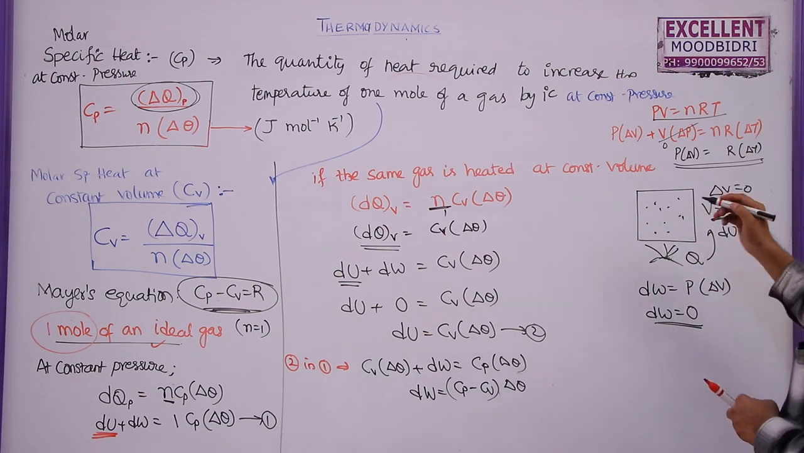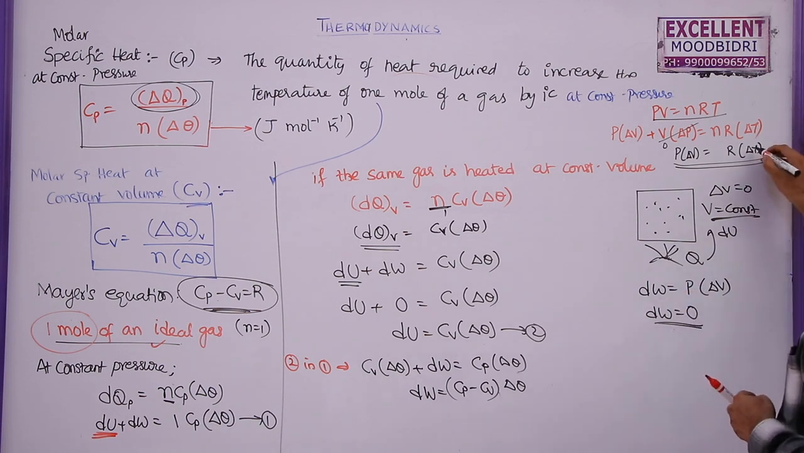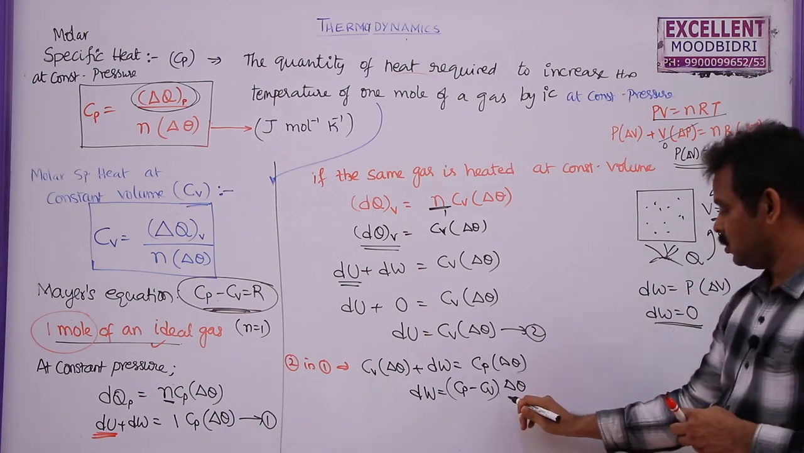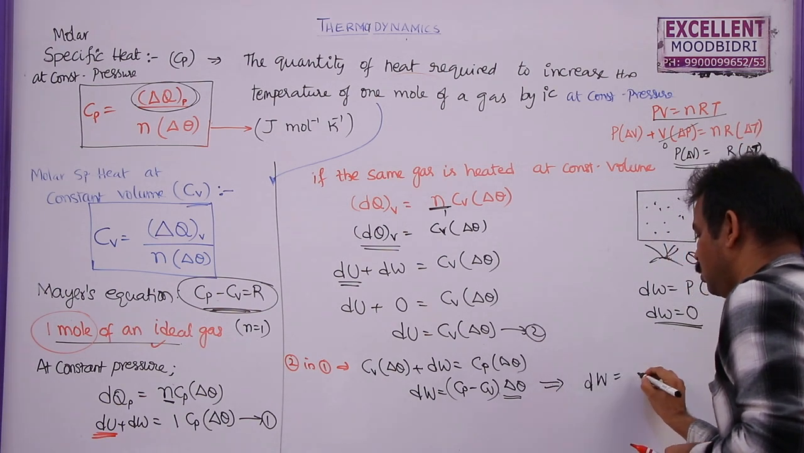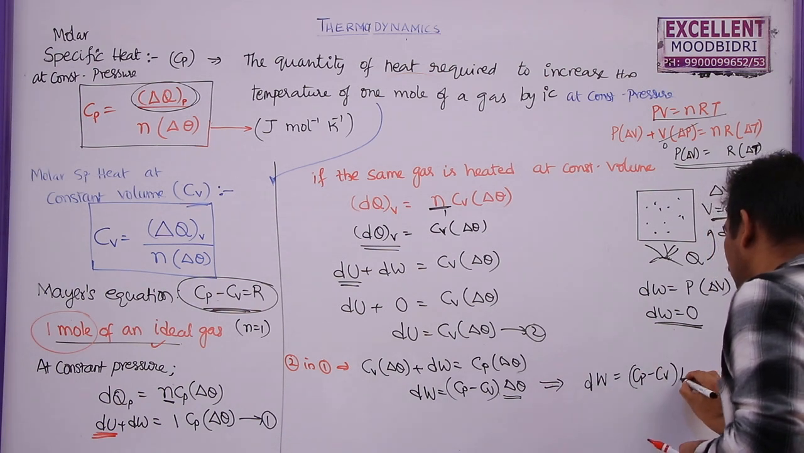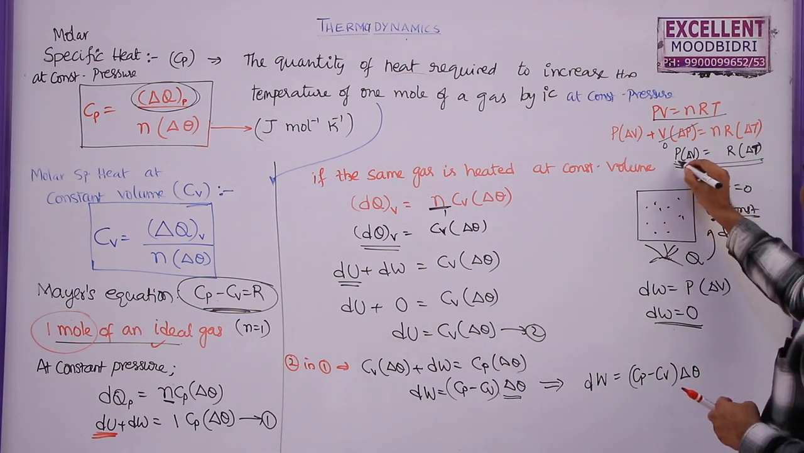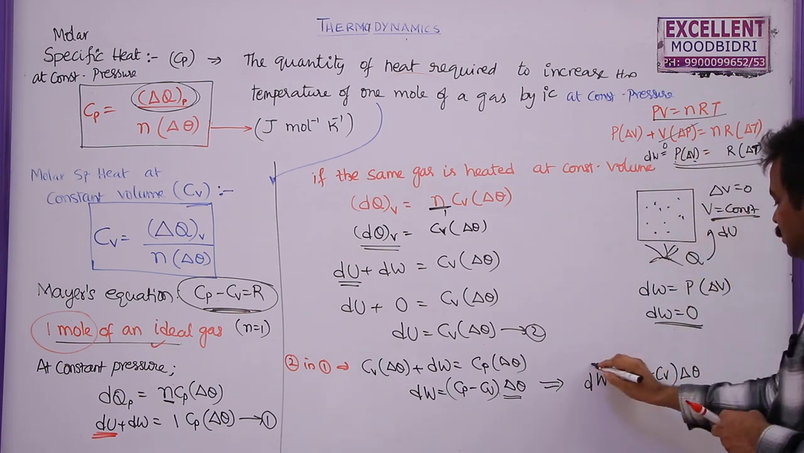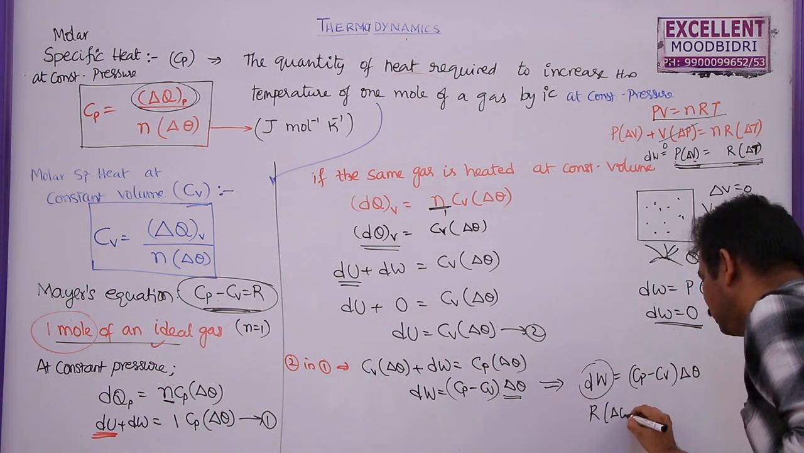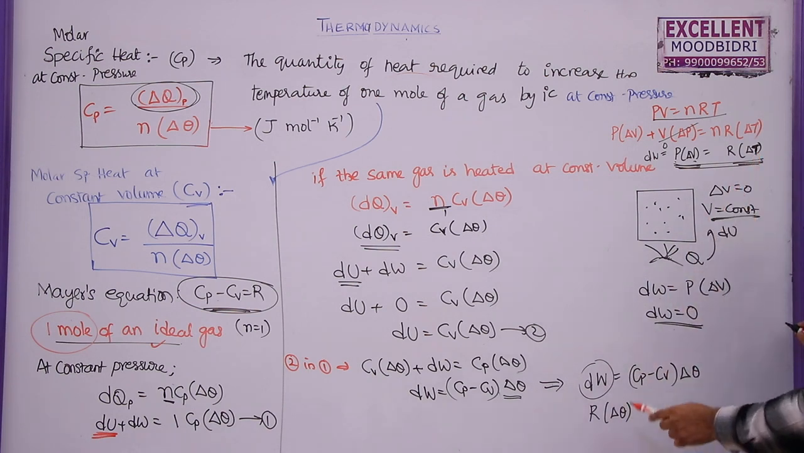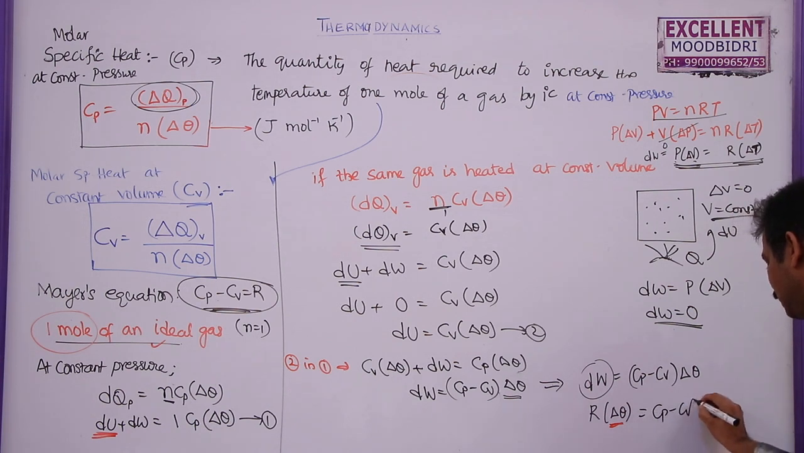I can write P delta V is equal to R delta T. Now here I am going to write delta T is the change in temperature, but I wrote here delta theta, both are same. So from this I can write dW is equal to Cp minus Cv into delta theta, but P delta V is nothing but dW. So in place of dW I can write P delta V or R delta theta. Here I am denoting temperature with theta, no problem, because already I am denoting temperature that way here. So this will become Cp minus Cv into delta T, delta cancels. So Cp minus Cv is equal to R.